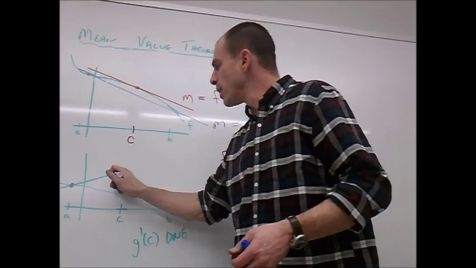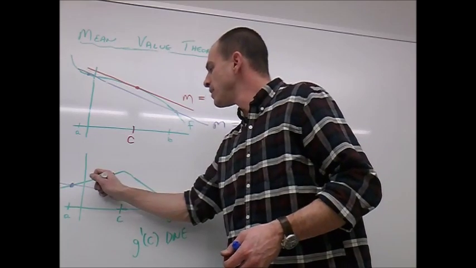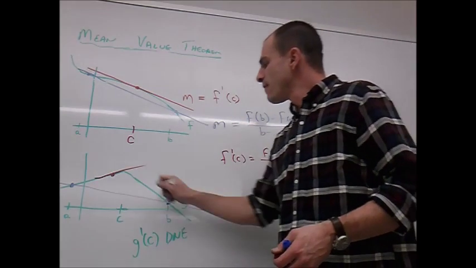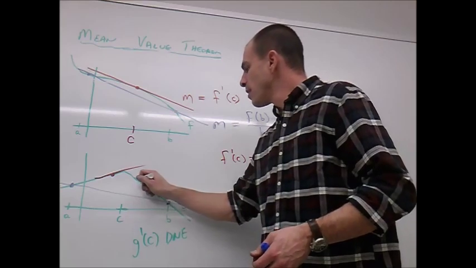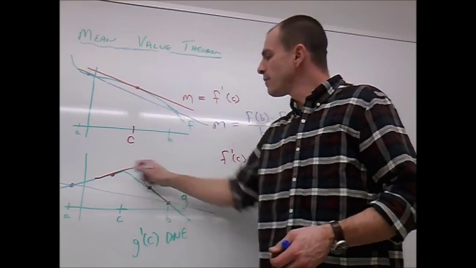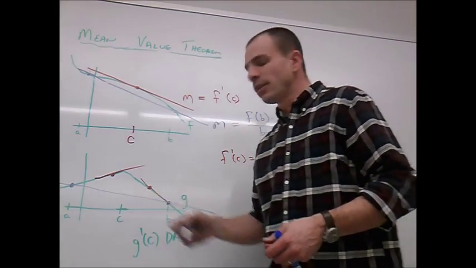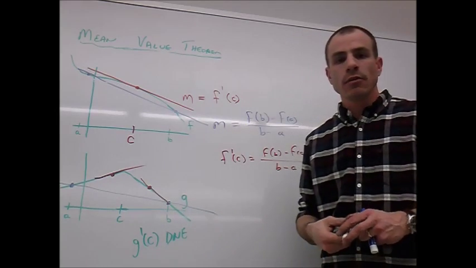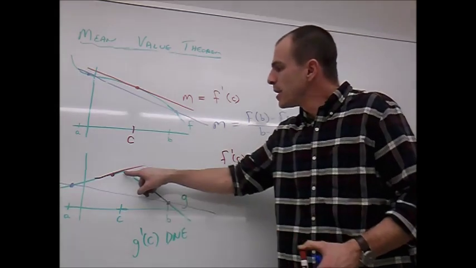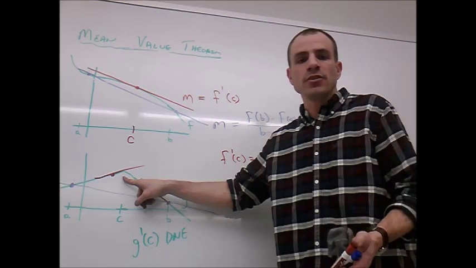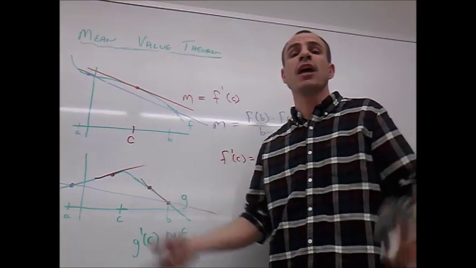If I pick a point up here, like that one, well, my tangent line does this. If I pick a point like this one right here, my tangent line does that. Neither of these brown lines is parallel to the blue line. Okay? It won't work. Why? Because the point where the function is not differentiable screws everything up.